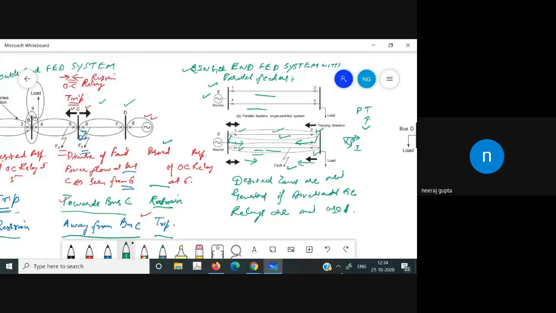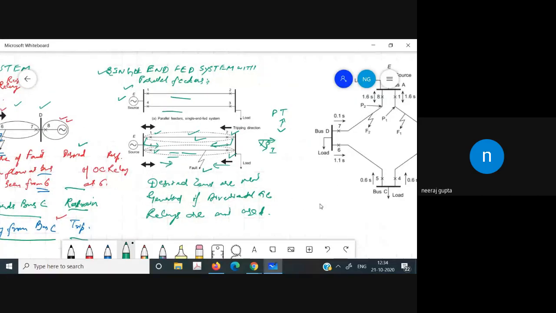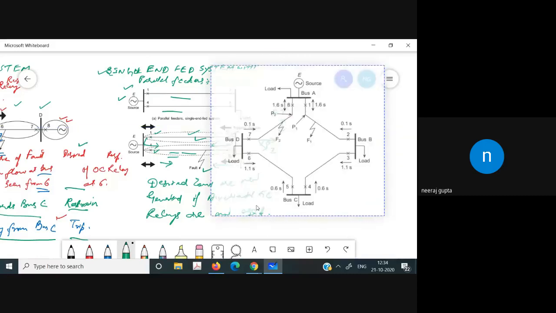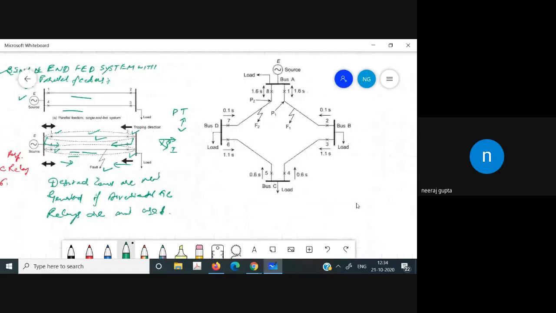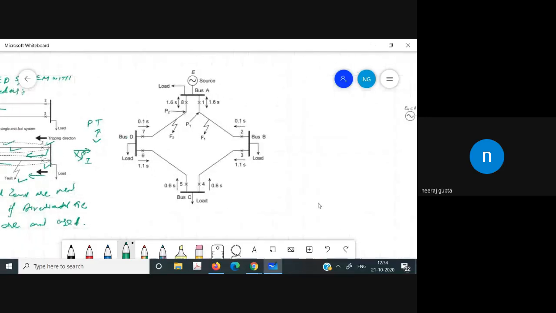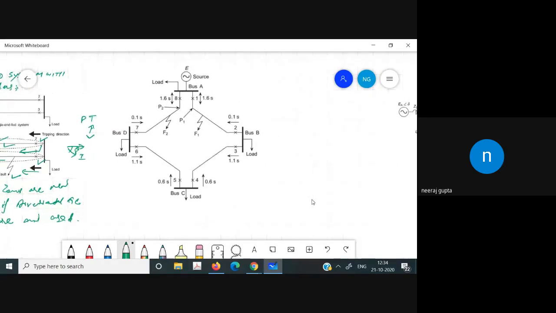Now next we will discuss the other example where the directional overcurrent relays are used. This is the ring feeder using the directional overcurrent relay. So this is an example of the third, ring feeder.